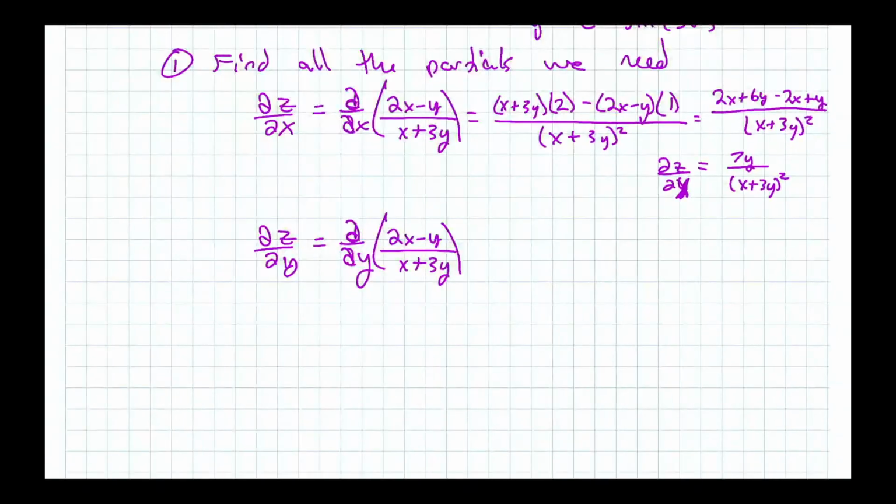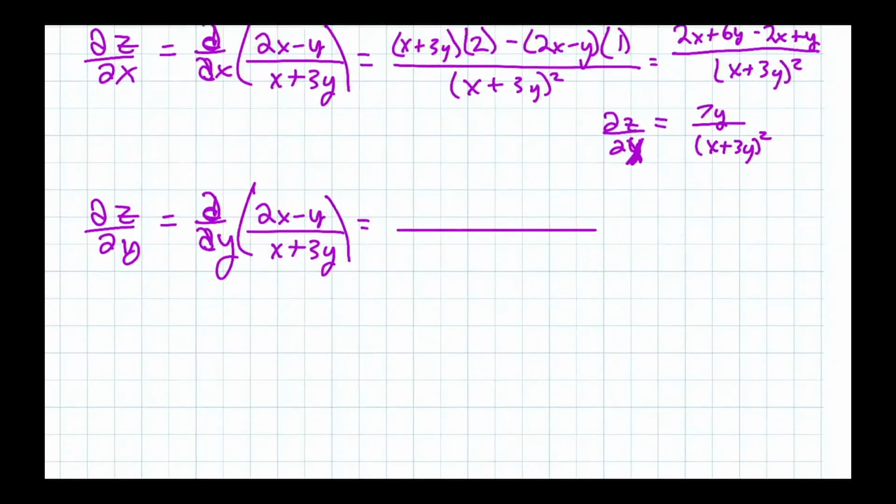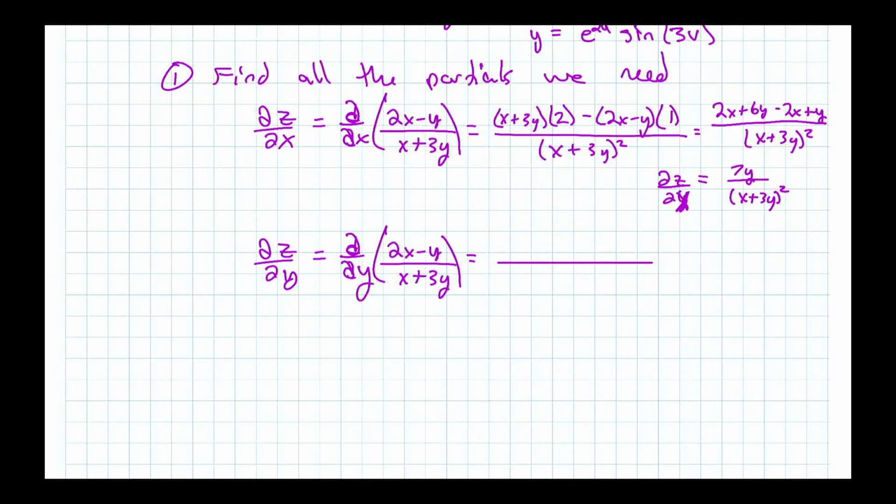All right, so same kind of thing. We're going to be doing the quotient rule. So bottom times the derivative of the top minus top times the derivative of the bottom, etc. The only difference is this time we're doing our derivative with respect to y. So we have a bottom times the derivative of the top with respect to y, which is -1. And then minus the top, 2x minus y, times the derivative of the bottom with respect to y, which is 3, all over the bottom squared.